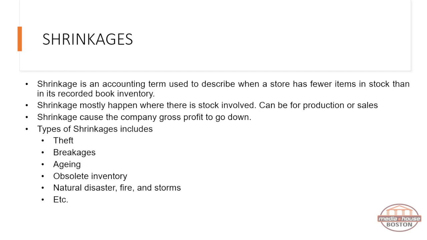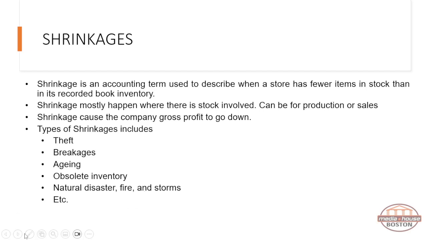Shrinkage mostly happens when there is stock involved, so it can be production or sales. Whether you are buying and reselling the product, or producing the product in-house and selling it, there can be shrinkage in those environments. And shrinkage causes the company's gross profit to go down. So how does it cause the gross profit to go down?